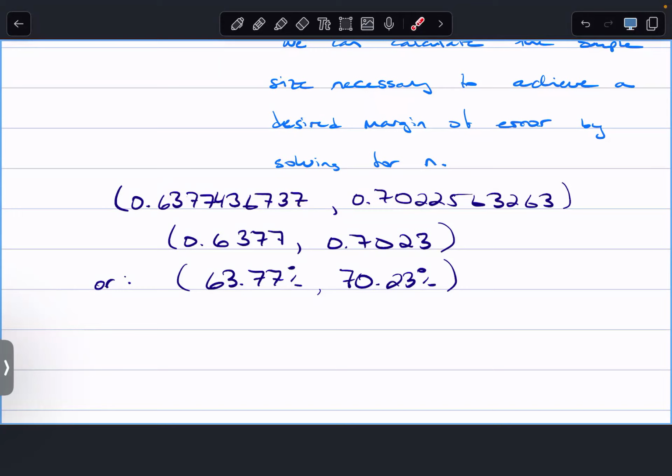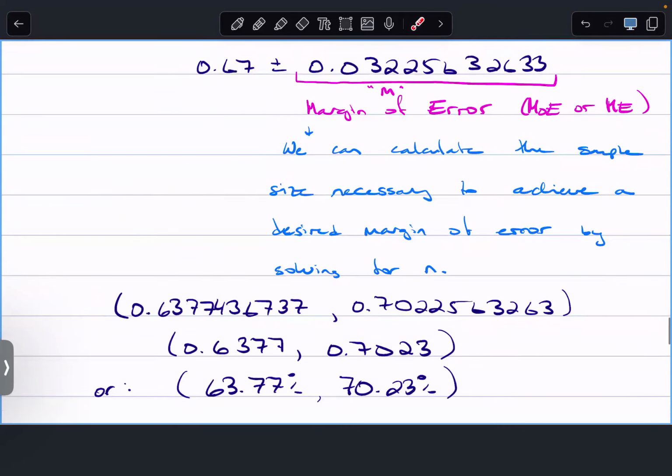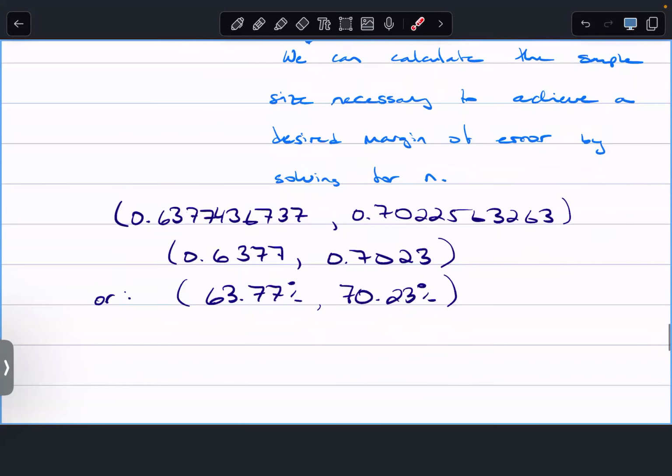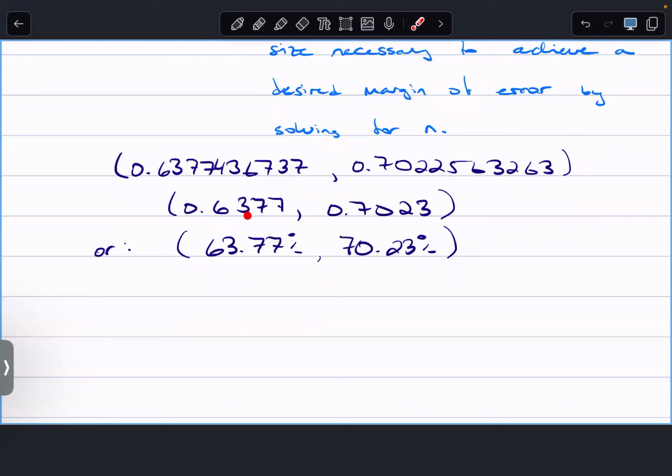Which makes no sense because I started from 0.67, which is a rounded value. But 4 decimal places is usually safe. And so whether you want to interpret this in terms of the proportion or as a percentage, they're the same, right? Just remember which one you're talking about.